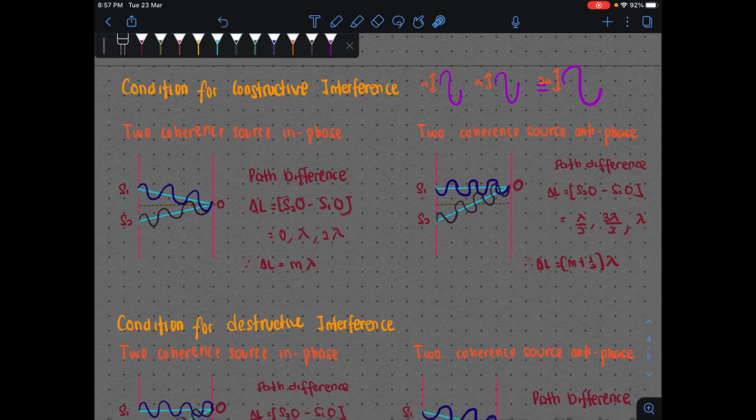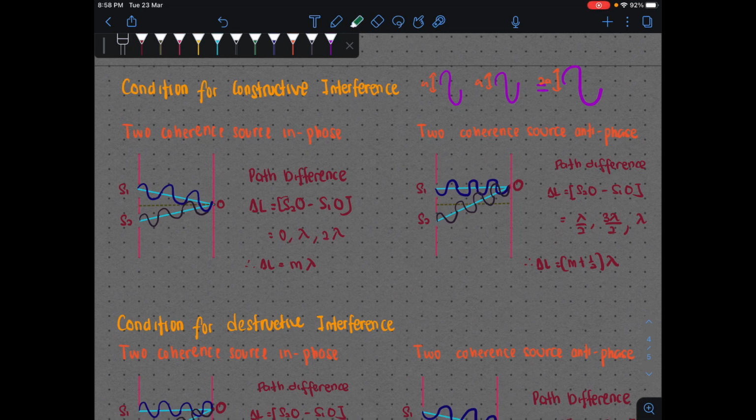In phase constructive interference, we have from S1, 1 wavelength, 2 wavelength, 3 wavelength. From S2, 1 wavelength, 2 wavelength, 3 wavelength. So delta L here is equal to S2O minus S1O. We get 0 wavelength difference between them.